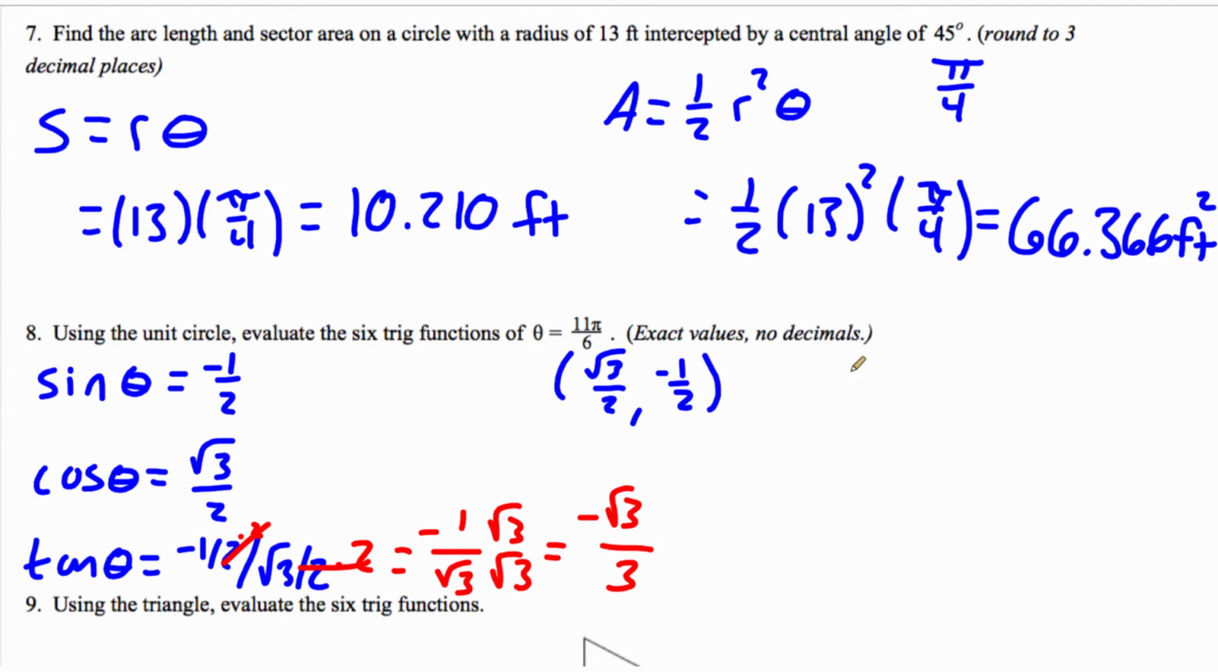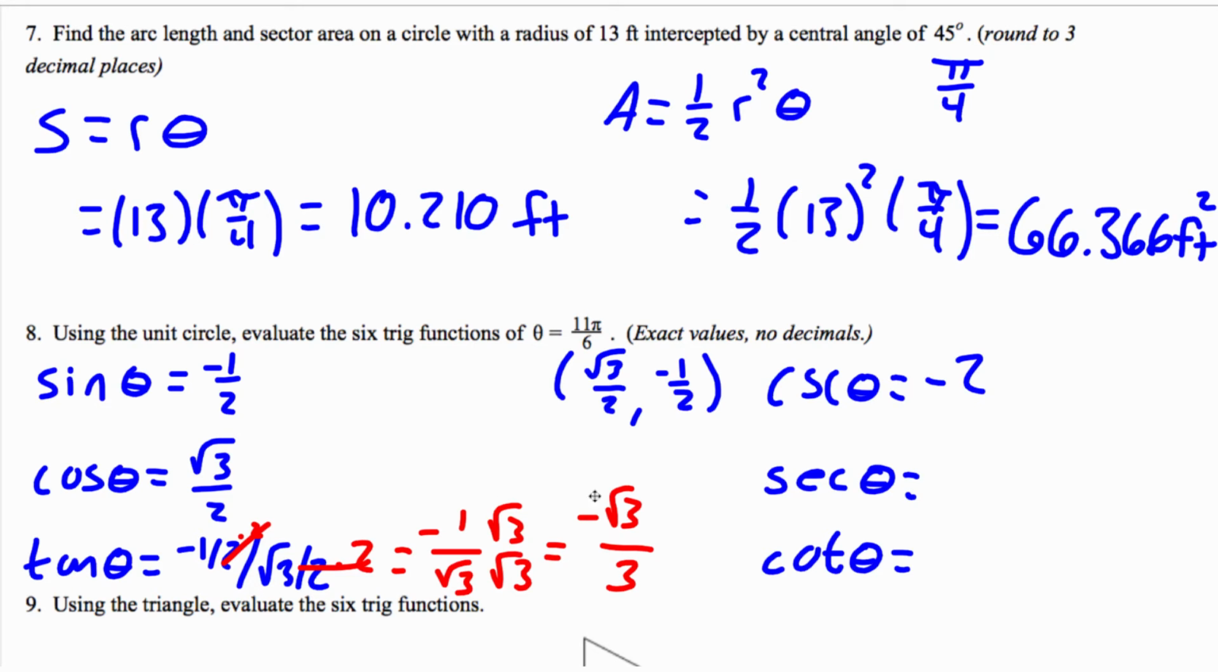Now those other 3 trig functions, those reciprocal functions, we've got the cosecant, the secant, and the cotangent. Cosecant is the reciprocal of the sine, so since we know the sine is negative 1/2, all we have to do is flip that fraction over, so we end up getting negative 2 for that one. Secant is the reciprocal of the cosine, so if we flip that fraction over, we get 2 over root 3, but again, we'll have to rationalize this by multiplying top and bottom by root 3, so we get 2 root 3 over 3.